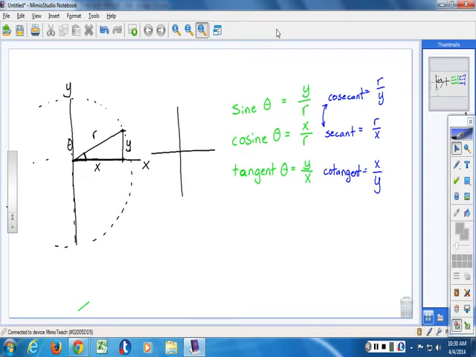So in the homework set, they're going to give you some triangles or pieces of triangles, and they're going to say, build me all 6 of those. Put all 6 of them together and tell me what the trig functions are.